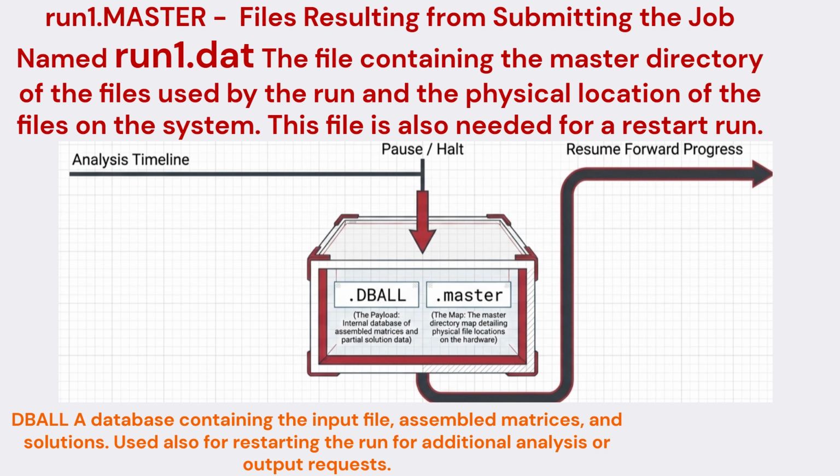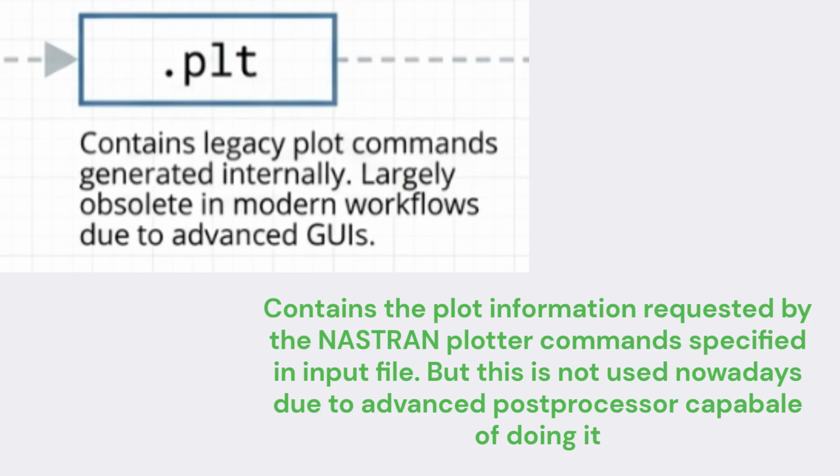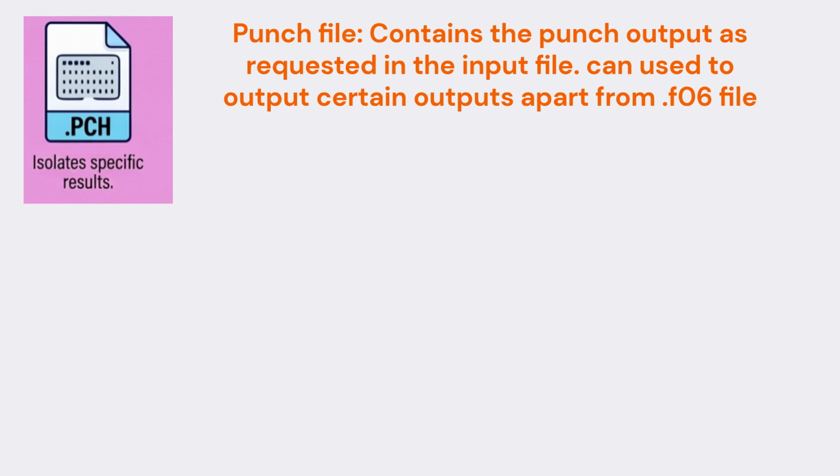Next, we have the PLT file. The PLT file contains plot information generated from Nastran plotter commands specified in the input file. However, this file is not commonly used in modern workflows because post-processors such as Hyperview and Patran provide much more advanced visualization capabilities. Next is the PCH file, or punch file.